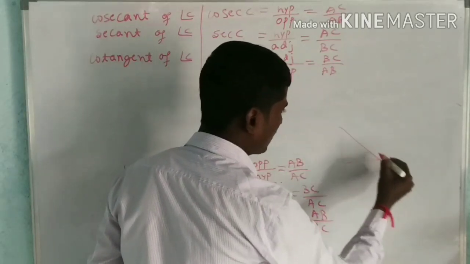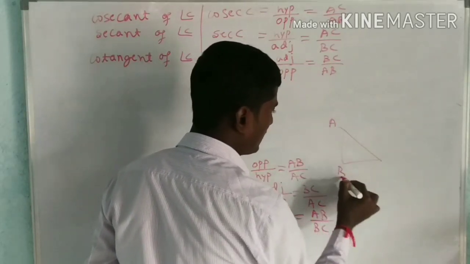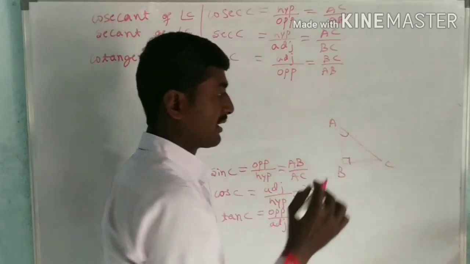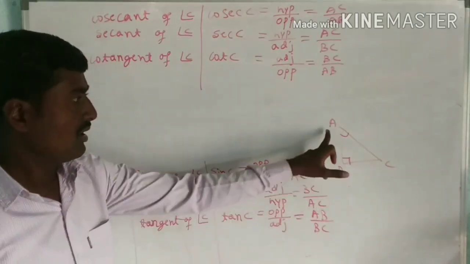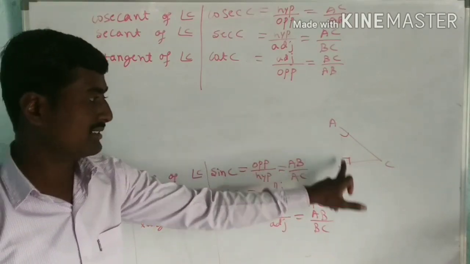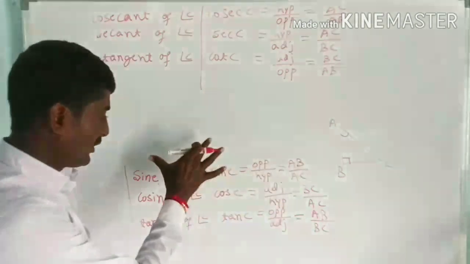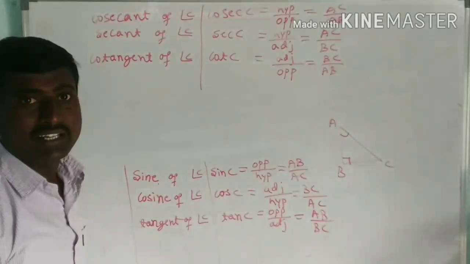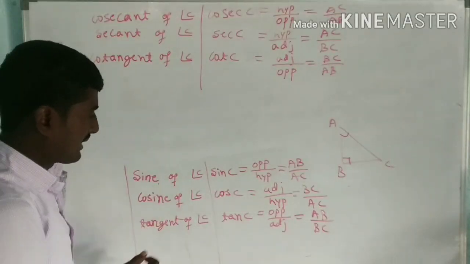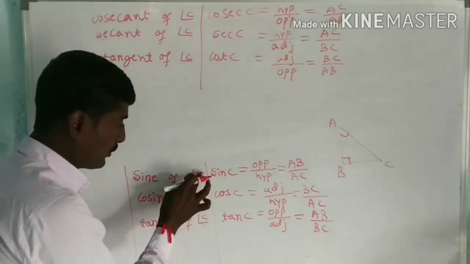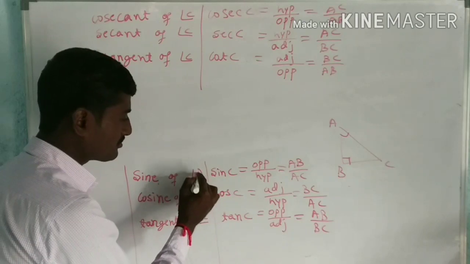Similarly, both are same only, no change at all. A, this B, this C. Now this is 90 degree. I am going to find the relationship of angle A with the sides of the right angle triangle. First I have to write all 6 trigonometric ratios. Once again, sine of angle C I had taken, but now it will be sine of angle A.